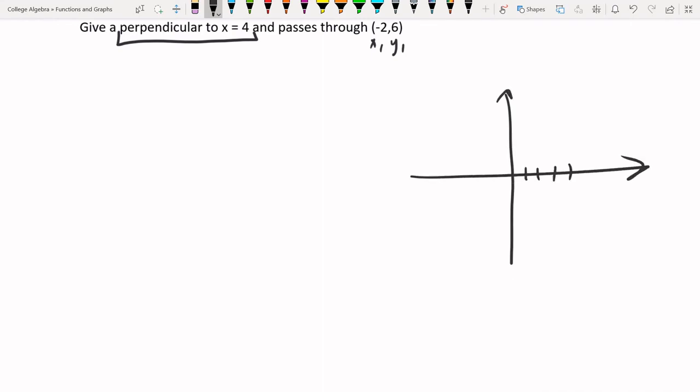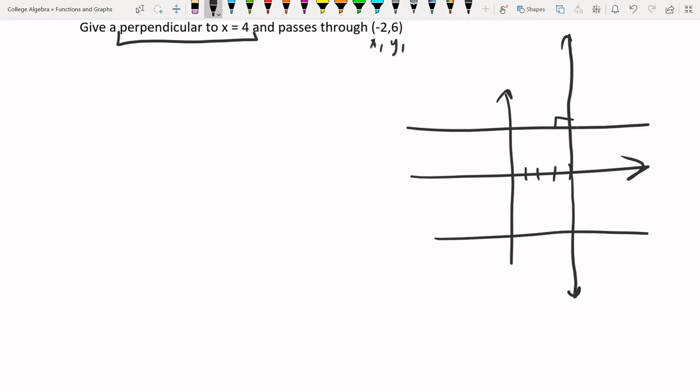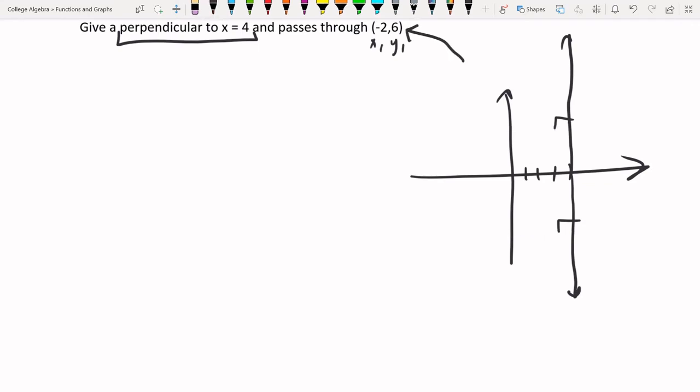is 1, 2, 3, 4. It's this line right here. It's vertical. That means perpendicular to it is going to be a horizontal line, because any horizontal line is going to make a 90-degree angle with it. The question is, which horizontal line do we choose so that it passes through -2, 6? Well, let's actually plot -2, 6. 1, -2, 1, 2, 3, 4, 5, 6.